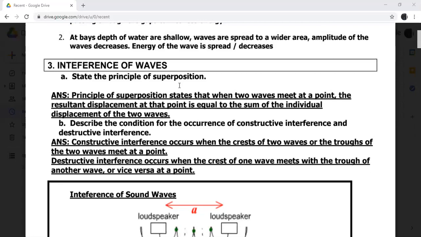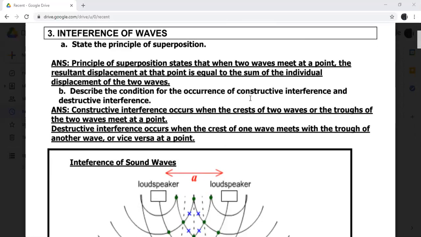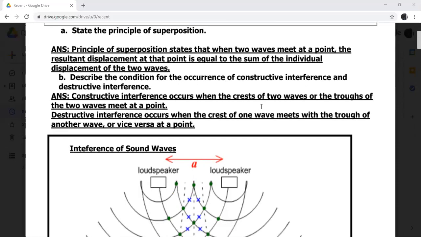Two waves occupy the same place at the same time and collide. So that is superposition. They occupy the same place at the same time, right? So we have constructive and destructive interference. Make sure you know how to identify the constructive and the destructive interference.